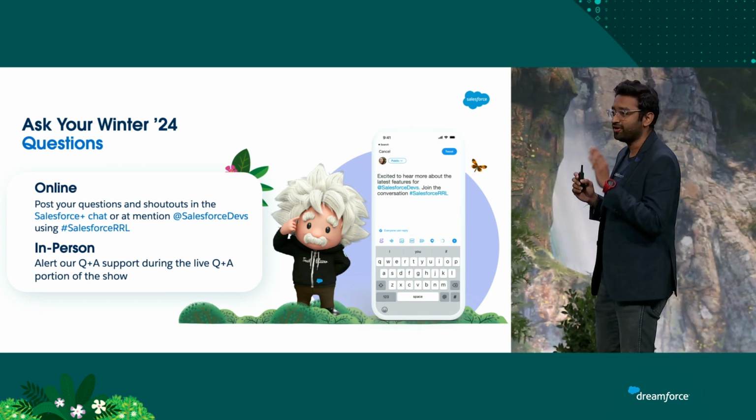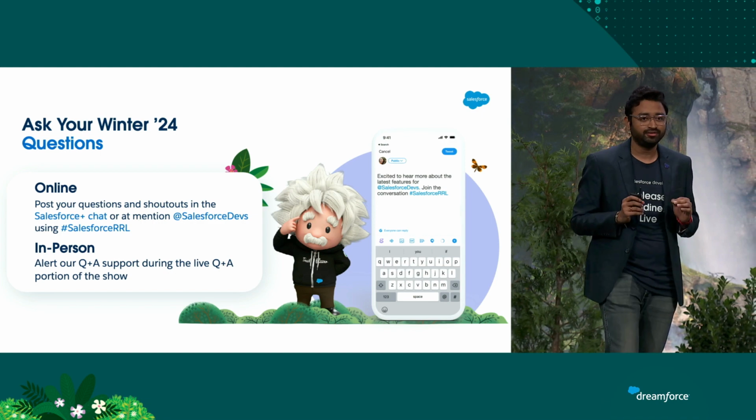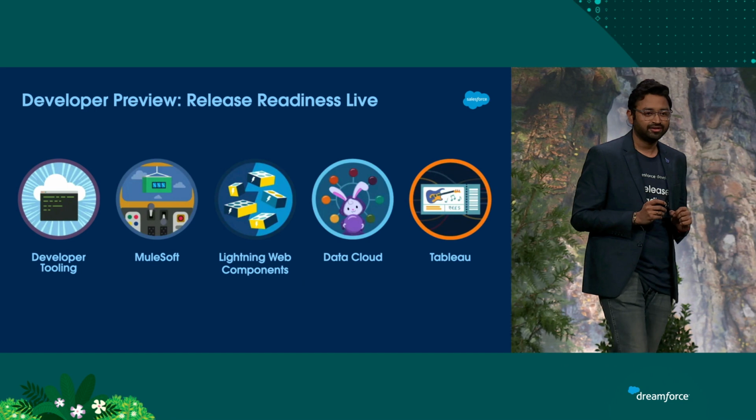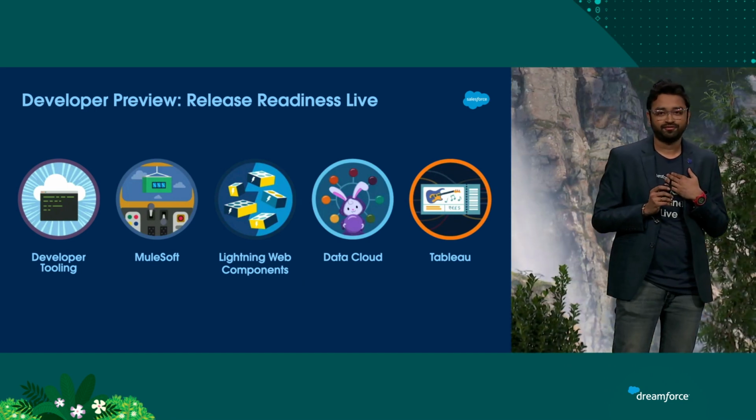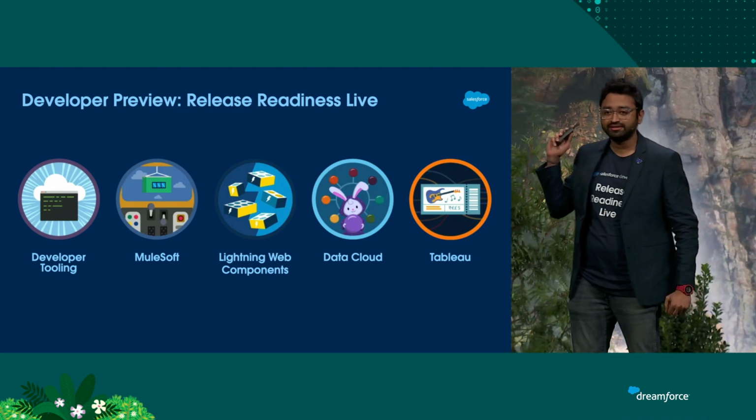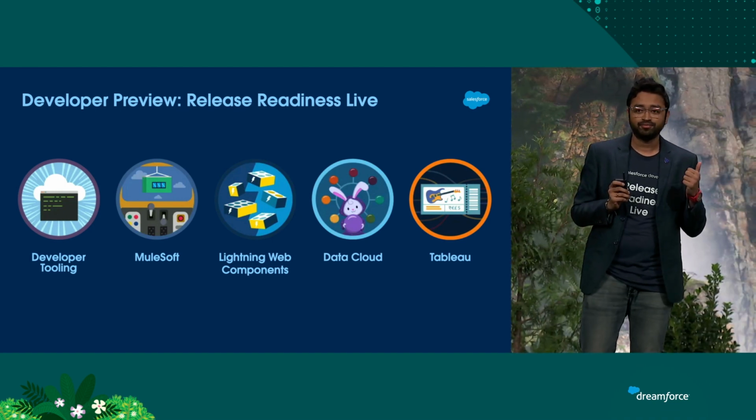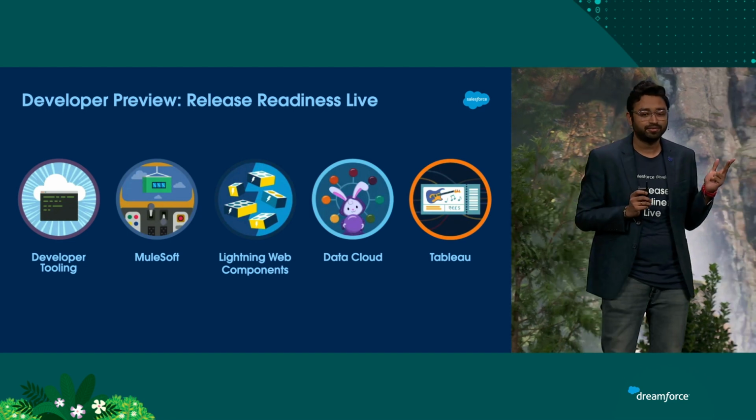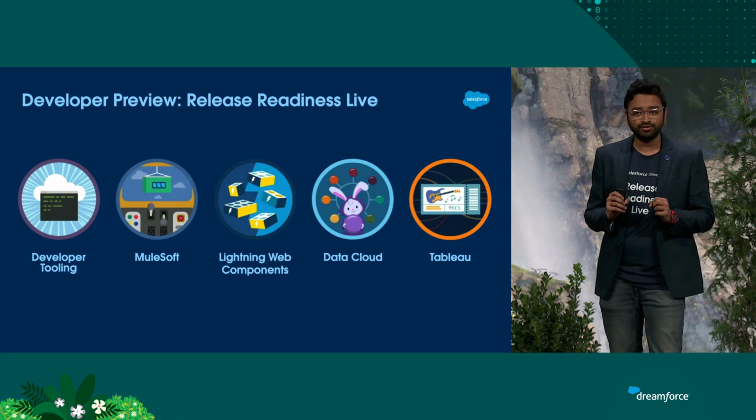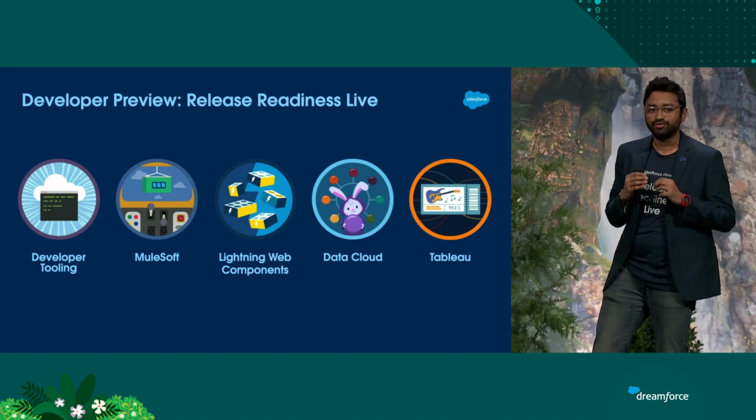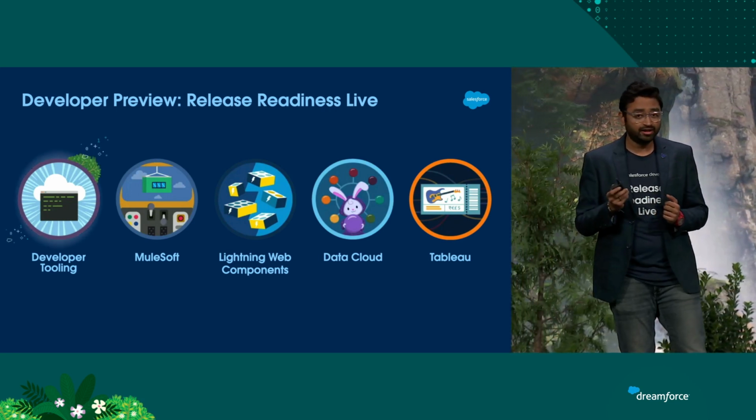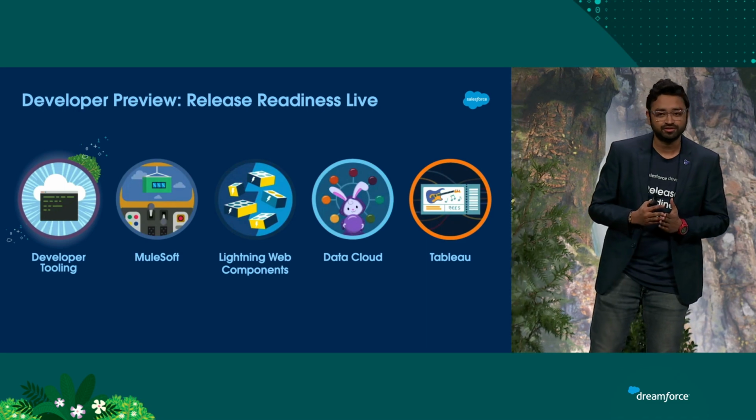And to make it easier for all of you to stay on top of whatever we are doing, we have handpicked today a few features that we think are the most important and relevant for you. So in the first 40 minutes of this session, we are going to go over these 5 different topics: developer tooling, Mulesoft, Lightning Web Components, Data Cloud, and finally wrap it up with Tableau. And we are going to have exciting demos. And once the demos are done, we are going to open the floor to you so that you can ask all of your questions.